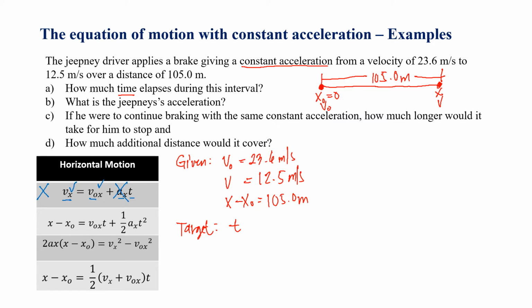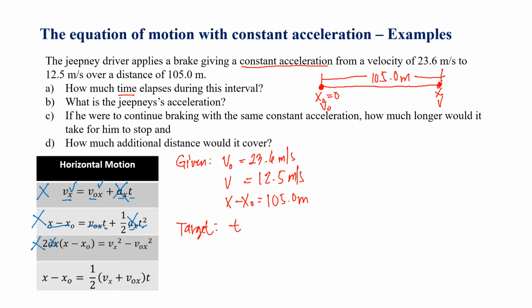How about equation number 2? For equation number 2, you have your x minus x naught, your v naught x, your time, your acceleration, and another time. Here, we still have the acceleration, which we are not given yet. Therefore, we still cannot use equation number 2. For equation number 3, we still have the acceleration term, and we do not have the time term. Thus, equation number 3 cannot be used also.